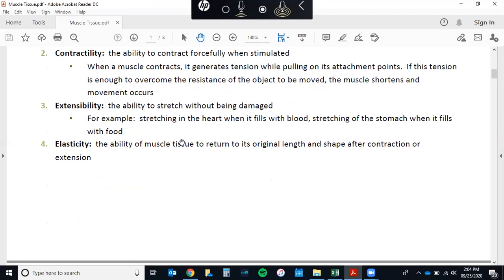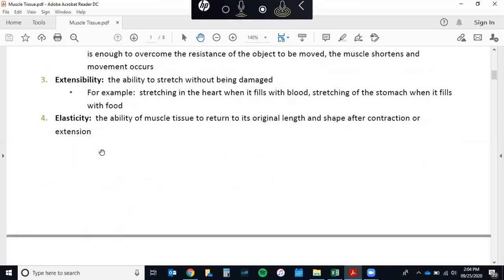If this tension is enough to overcome the resistance of the object to be moved, the muscle shortens and movement occurs. That's all physics-based stuff. I won't really get into it any more than that. The next two properties are ones we actually talked about back when we talked about the skin. Our skin has both of these properties. If you think back to how the skin and other structures in our body are kind of like a rubber band, they have the ability to stretch or extend, which I like to say, because extend is the word in extensibility, the ability to stretch without being damaged.